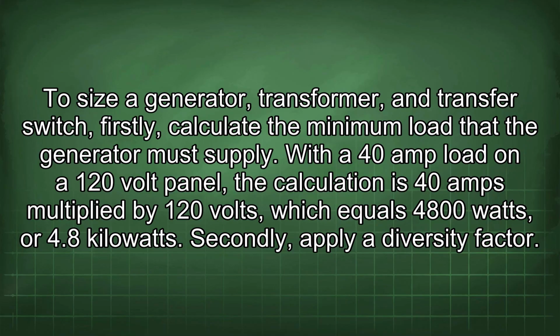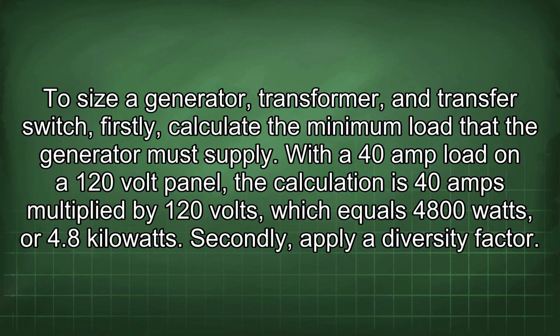To size a generator, transformer, and transfer switch, firstly, calculate the minimum load that the generator must supply. With the 40 amp load on a 120 volt panel, the calculation is 40 amps multiplied by 120 volts, which equals 4,800 watts, or 4.8 kilowatts.